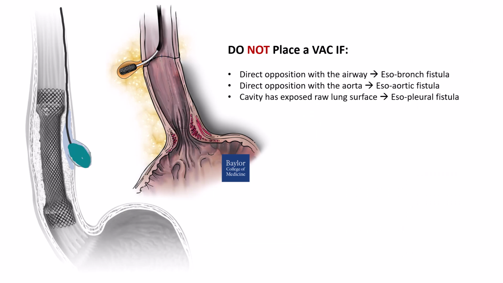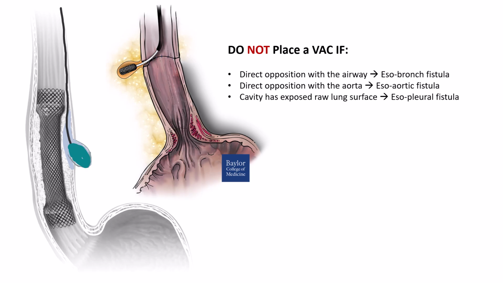Do not place a vac if the leak is in direct opposition with the airway, which is an esophagobronchial fistula, or if it is in direct opposition with the aorta, which is an esophago-aortic fistula, or if the cavity has exposed raw lung surface or exposed aorta. Any type of exposed organ that can be seen when you scope into the leak is at risk for forming an abnormal connection.